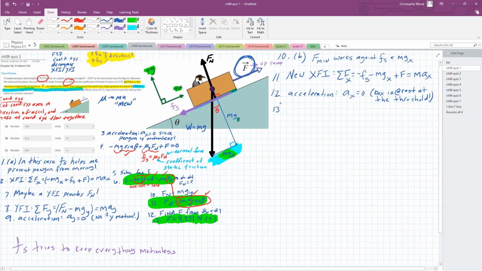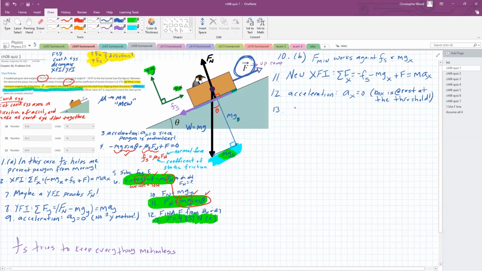Probably the right way to say it is, as soon as I hit this magical threshold with this force value, the acceleration at that moment becomes infinitesimally small. It goes from 0 to being basically 0. So that's probably the better way of putting it.